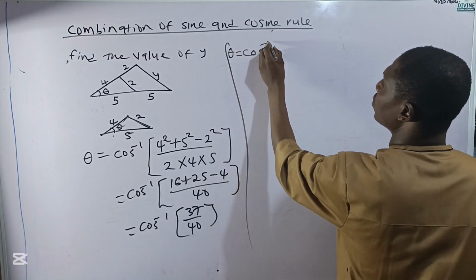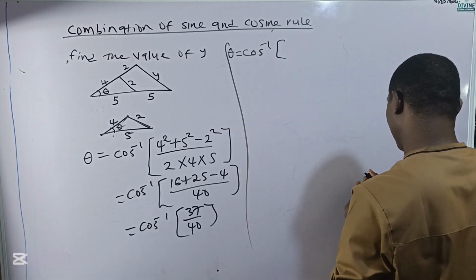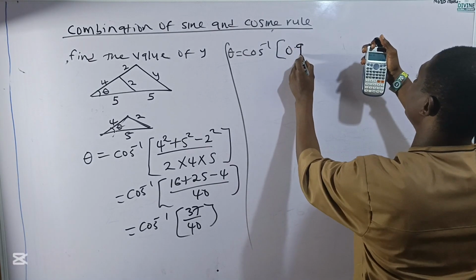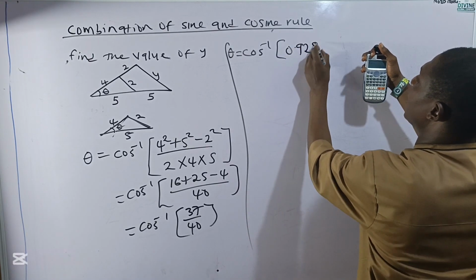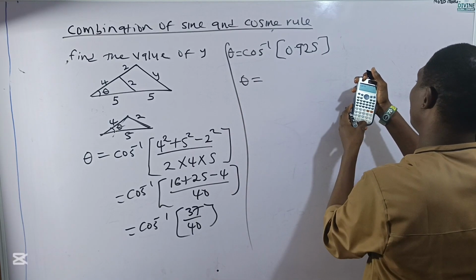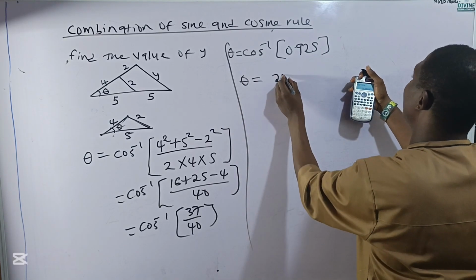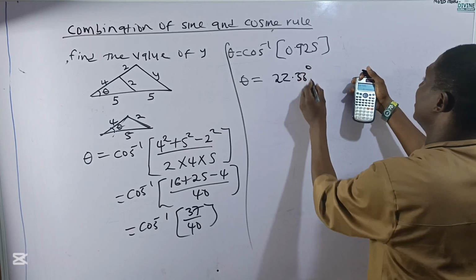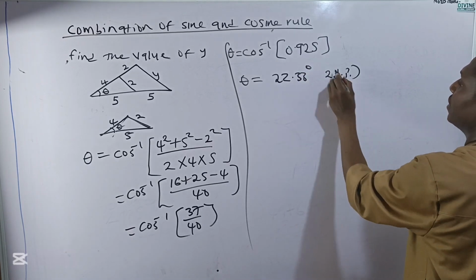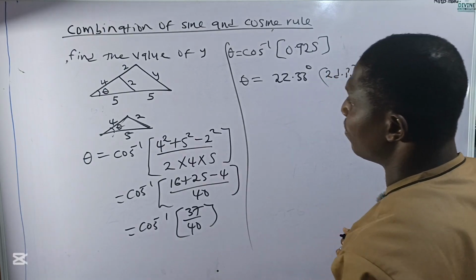And I'll have theta equals cos inverse of 37 divided by 40, giving me 0.925. Theta is equal to shift cos of the answer, and I have theta as 22.33 degrees to 2 decimal places. So I've gotten this for my theta.